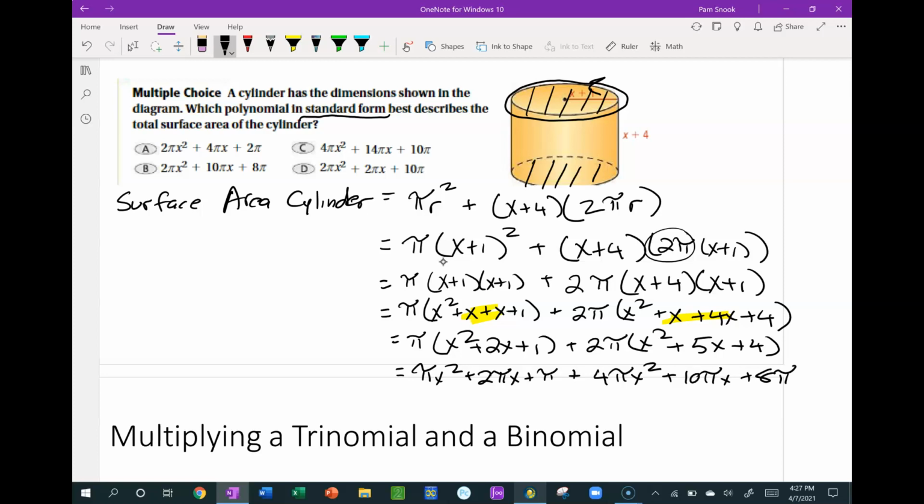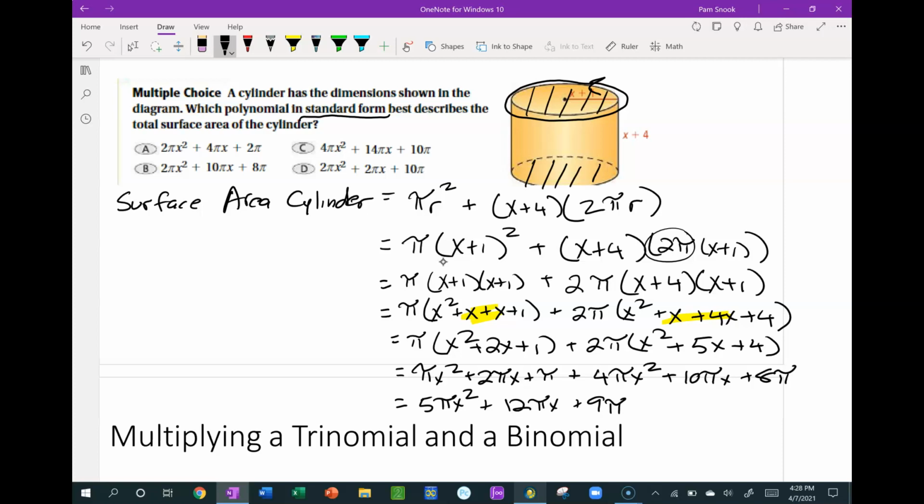Now let's find some like terms I can combine. I have pi x squared plus 4 pi x squared, so I get a 5 pi x squared. I have a 2 pi x plus a 10 pi x, so I get 12 pi x, and I have pi plus 8 pi, so I get a 9 pi.